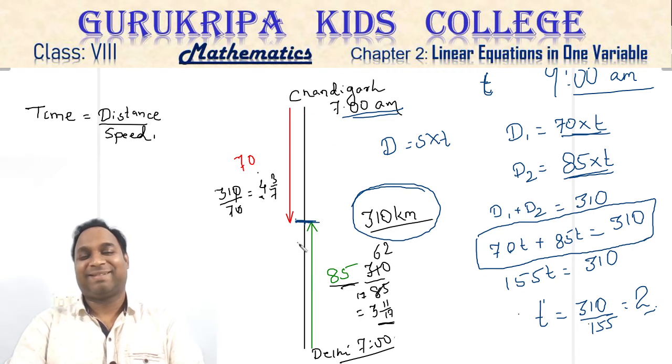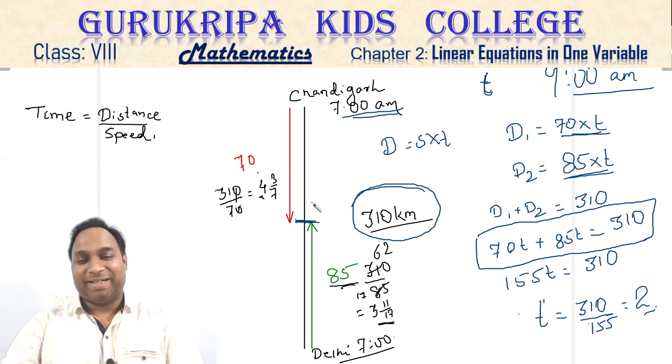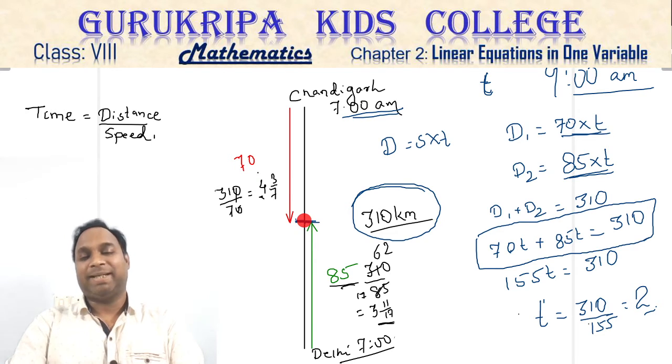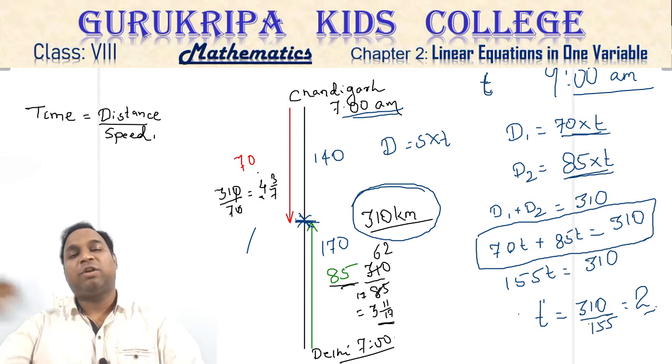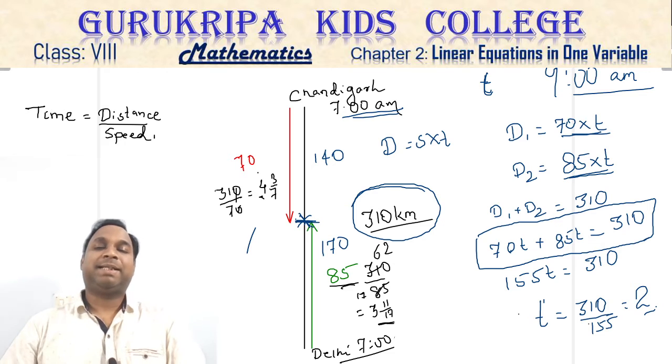That will not happen. They are meeting after 2 hours, but this is not the midpoint. Because in 2 hours, how far will this train go? 70 into 2, 140 kilometers. And this train will go 85 into 2, that is 170 kilometers. They are not meeting at the midpoint. This is not the midpoint. That's why they will not reach the destination at the same time.